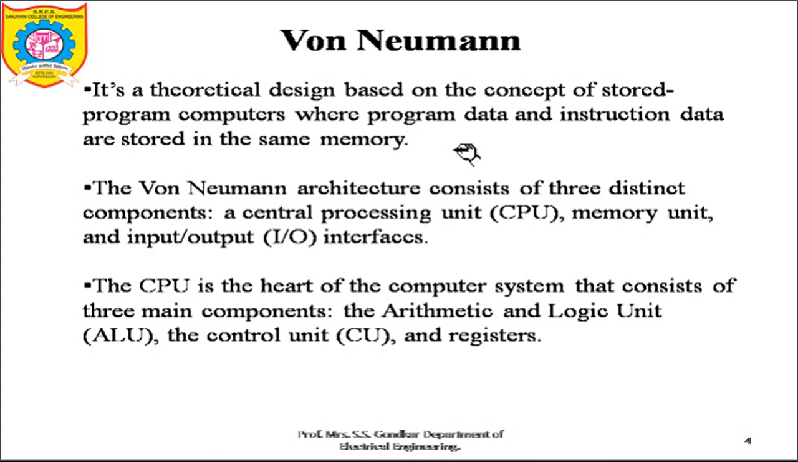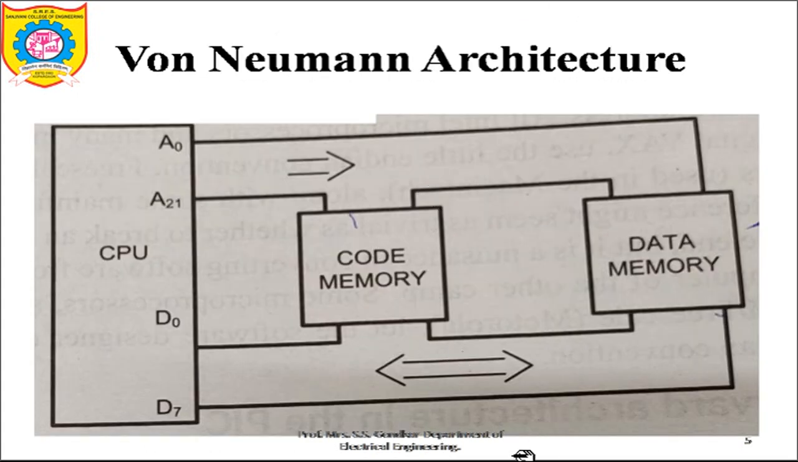The CPU is the heart of the computer system that consists of three main components: the arithmetic and logic unit, the control unit, and the registers. So here you can see the von Neumann architecture. Here you can see the CPU is there, and these are in common, that is code and program memory. Code memory means program memory, and this is your data memory connected with each other. You can see these buses A0 to A21 and D0 to D7, the data bus and address bus. These are connected commonly to both.